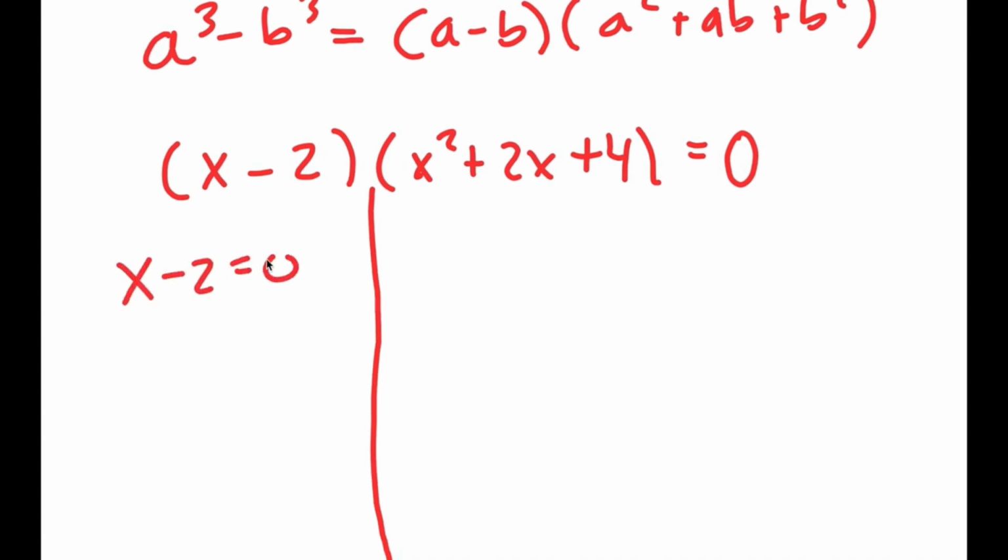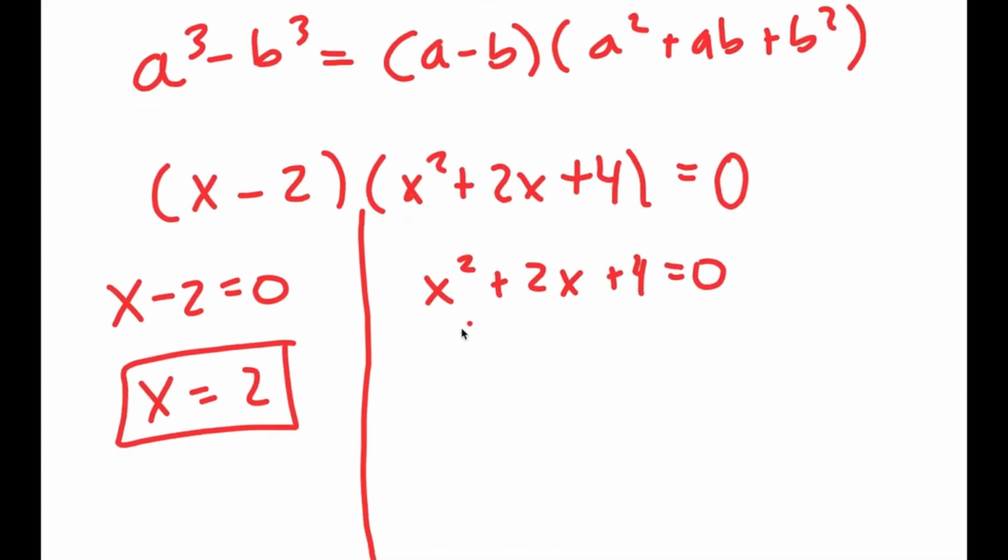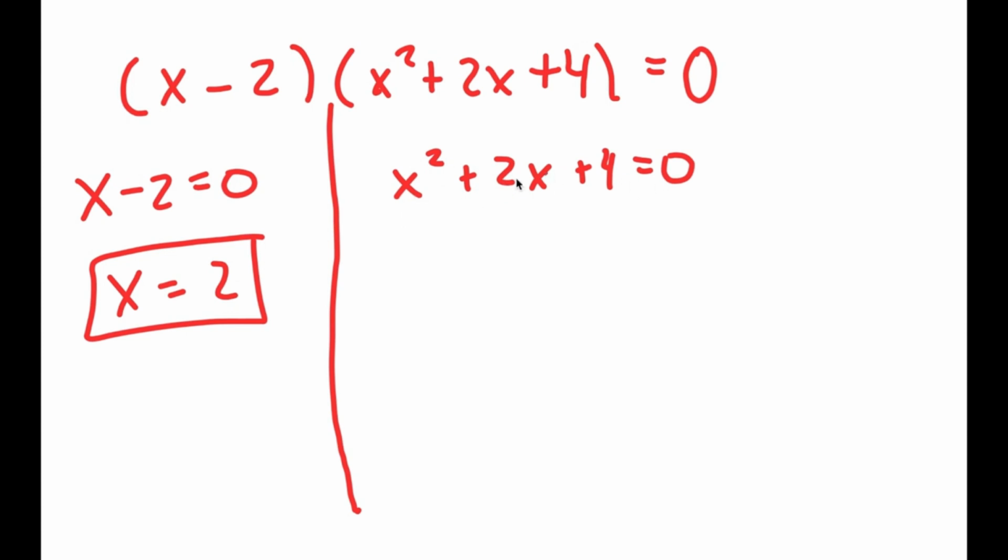So now I get two equations. I get x minus 2 equals 0 and x squared plus 2x plus 4 equals 0. So for x minus 2 equals 0, I get x equals 2, which was a solution that we already got. But now see, on top of this, we have a whole other equation with 2 more solutions because it's a quadratic equation. So to solve this, I'm going to use the quadratic formula.